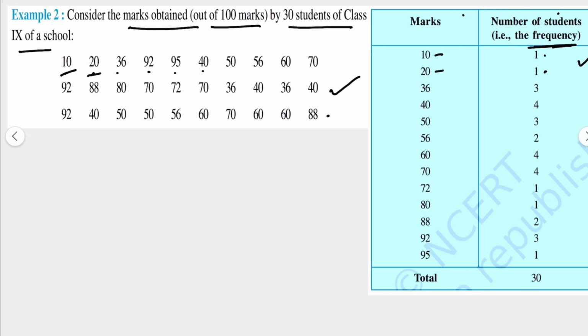Then the next higher number after 20 is 36. Let's see how many times 36 has appeared. We have one time 36 here, one time here, and one time here. So total 3 times 36 has appeared, so write 36 here, in front of it write 3, and so on for the other numbers. Like 40 has appeared 4 times, so in front of 40 write 4, and so on for all the other marks.